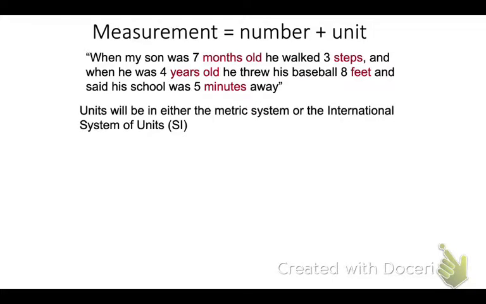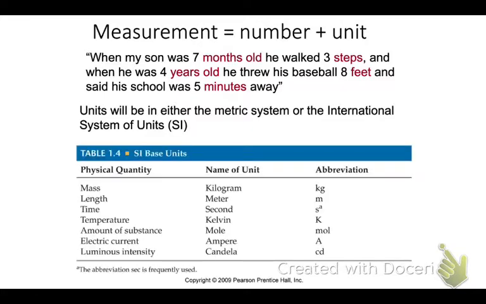Units will be either in the metric system or the International System of Units, which is unifying the units. So let's look at that. You need to know all the units, their abbreviations, and what the SI unit is for each quantity. For example, for mass it's the kilogram, for length it's the meter, time is the second, temperature is the Kelvin, mole for amount, and so on.